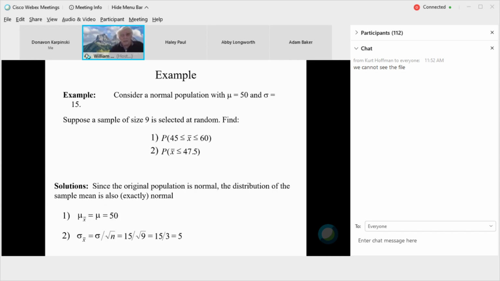Example, suppose we had a normal population, mean 50, standard deviation 15. We choose a sample size of 9 and select. Find the probability X bar is between 45 and 60. Find the probability X bar is less than or equal to 47.5. Because the original population was normal, whatever the sample size, the distribution of X bar will be normal. Its mean will be equal to 50, and its standard deviation sigma over root n.